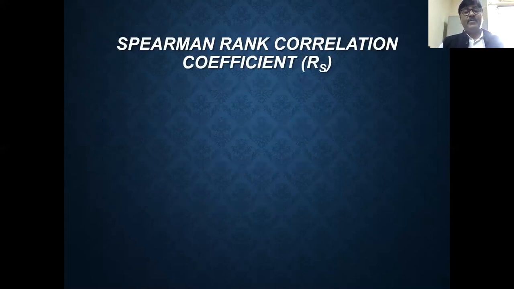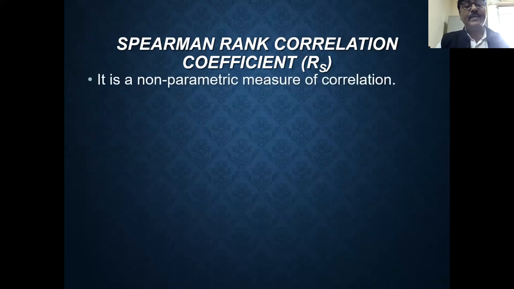See the Spearman rank correlation. When do you use Spearman rank correlation? It is a non-parametric measure of correlation. The Pearson product correlation technique is very sensitive to outliers. Outliers are values that are very far from the rest of the values. Suppose we have taken age and blood pressure. If age and blood pressure have many outliers, in this case you will not find a perfect correlation between the two variables.